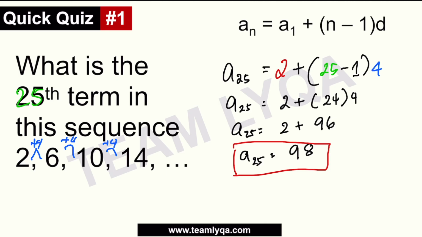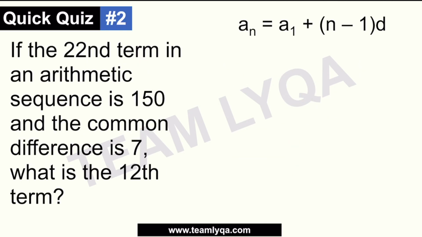Okay? Now, next question, we have this. If the 22nd term in an arithmetic sequence is 150, and the common difference is 7, what is the 12th term? Now, substitute lang natin. Again, ang binibigay na sa atin is yung 22nd term. So, we can look at it this way. Yung A sub 22 is 150. Okay? So, yan na agad lalagay natin. 150 is equal to, ang A sub 1, hindi natin alam. But we can leave it at that. So, iwan muna natin siya as A sub 1.